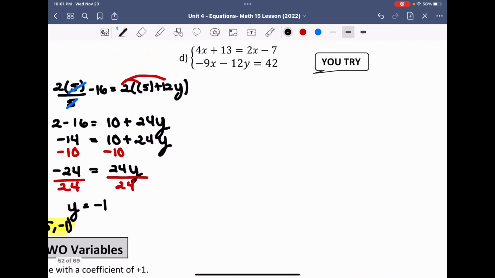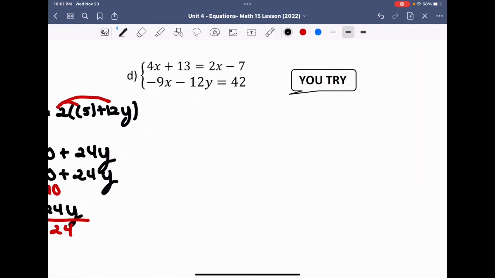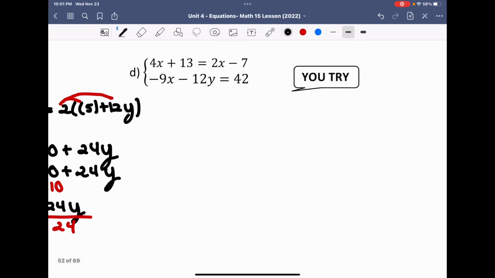All right, and now let's go to the U-try section. Very, very similar to our last problem here. We want to look at these two equations and say which equation only has one variable. We have this equation with just x's and this equation with xy. We know we're going to start with our first equation.